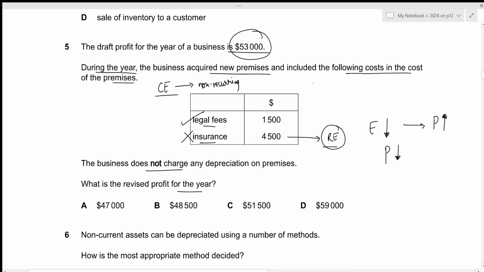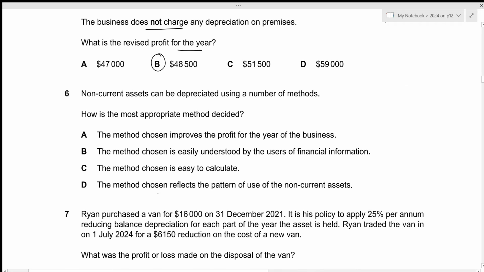And previously the profit was 53,000. Now we also have to subtract the insurance of 4,500 because this is part of the expenditure which will reduce our profit. This gives us the value of 48,500. So this is the revised profit we are looking for, which is given by option B. That's all for the fifth question. Let's move towards the sixth one.